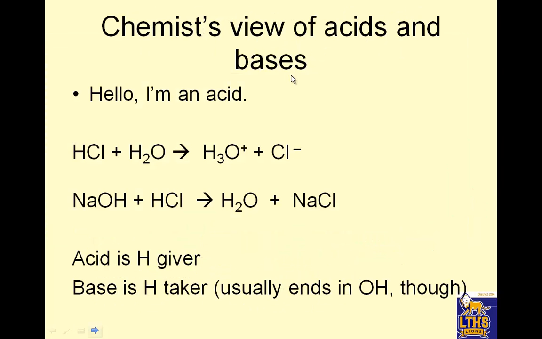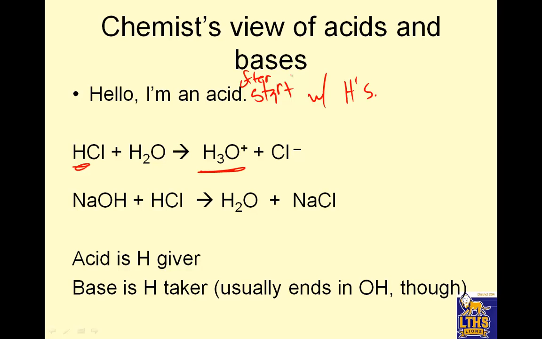Chemistry of acids and bases. Hello, I'm an acid. Acids have H's. They usually start with H's. Often, but not always, start with H's. That's the Arrhenius definition.